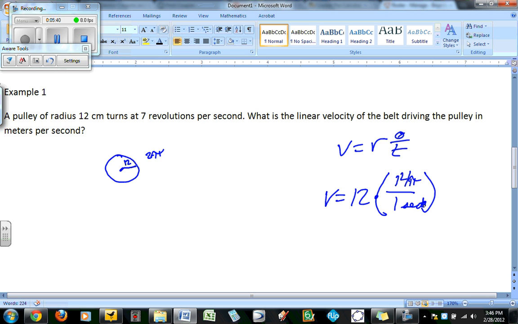I keep putting a T on second. It should be a period. All right, so 12 times 14 pi over 1. This is this angular velocity.